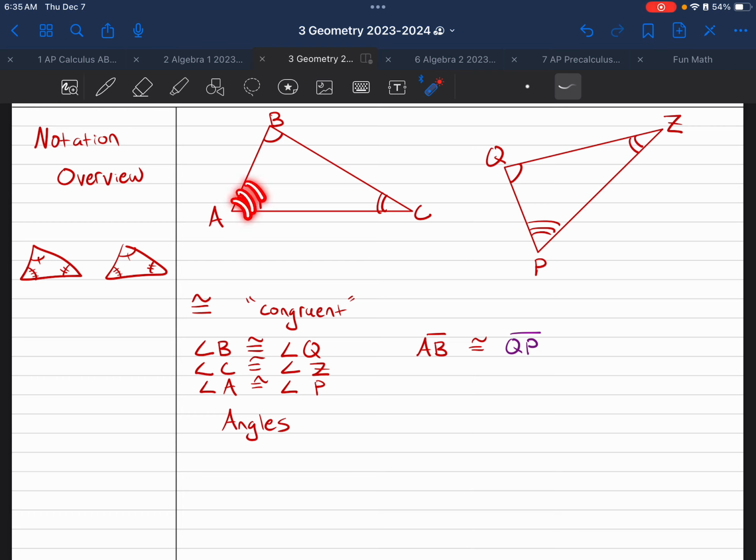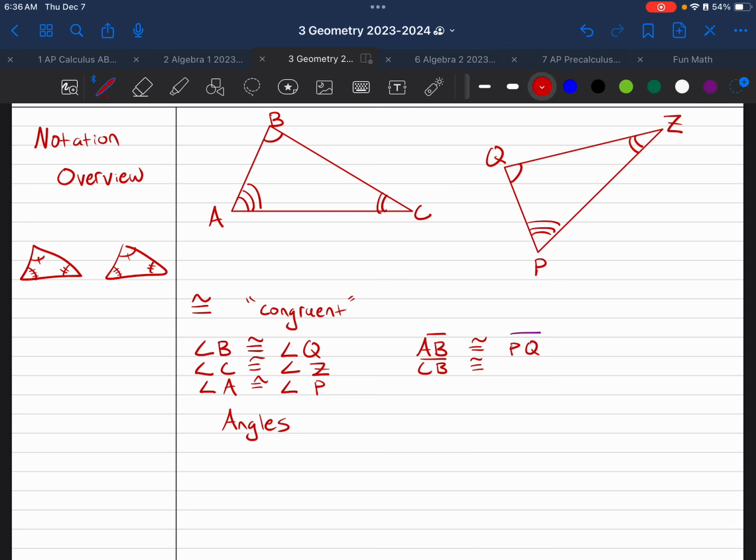I'm going from the angle with three arcs to the angle with one arc. So I should have said PQ as opposed to QP. So let's go ahead and erase that and fix it. It should be PQ. So that is the correct congruency statement. And let's try doing another one. What if I come over here and I say CB? CB is congruent to what? I want you to try this one on your own. So CB goes two arcs to one arc. So I need to go from two arcs to one arc.